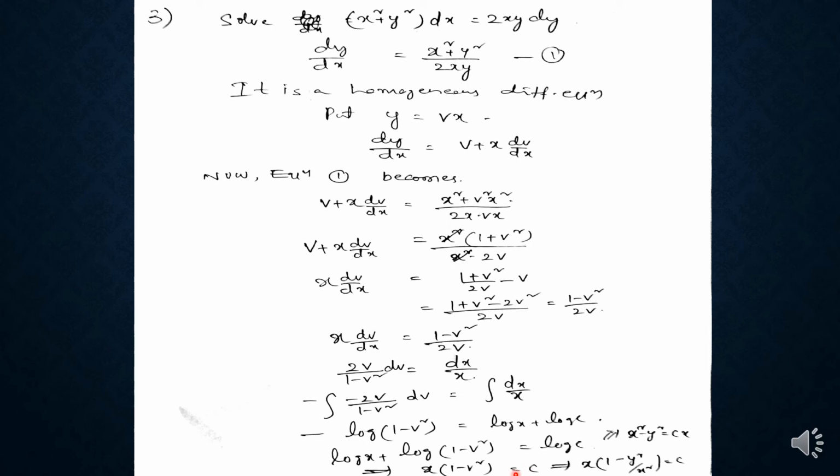Now substitute what is v here. x into 1 minus v square, where v is y by x, so v square means y square by x square. Now by taking LCM here, x into x square minus y square by x square, then x cancels, and we will get x square minus y square by x is equal to c, or x square minus y square is equal to cx.